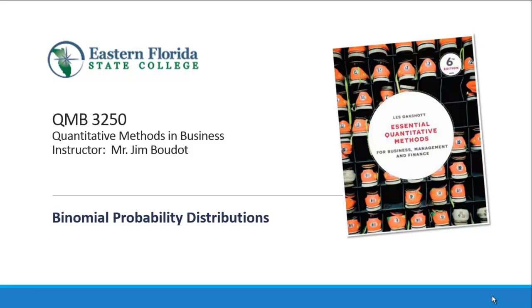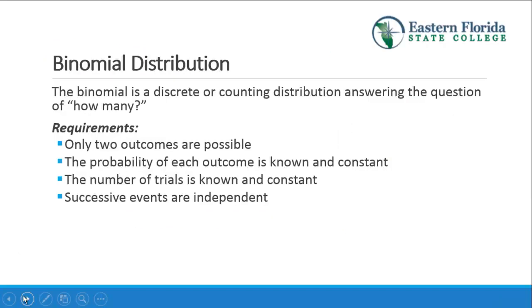Here are a few comments on probability distributions. The binomial distribution is a discrete distribution, meaning its outcomes can be counted. Things like the number of defects in a bin, or the number of Republicans in a political action committee.